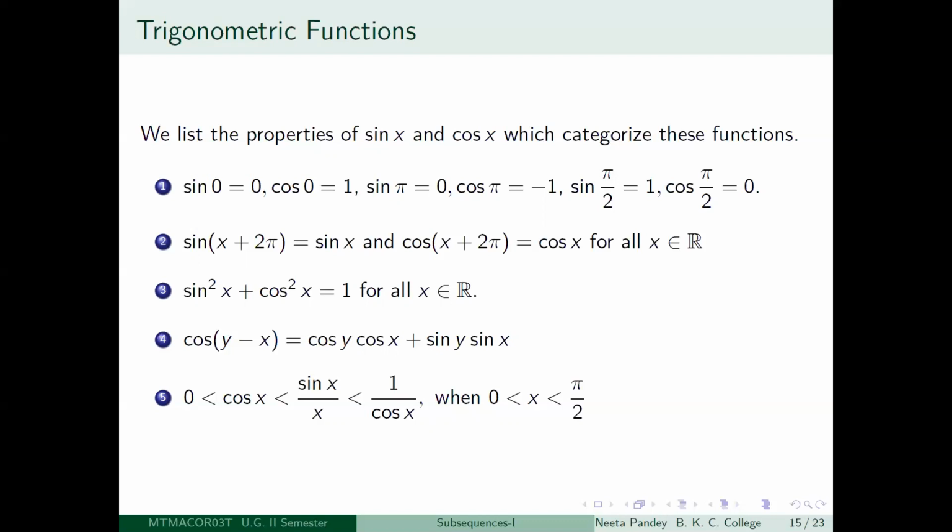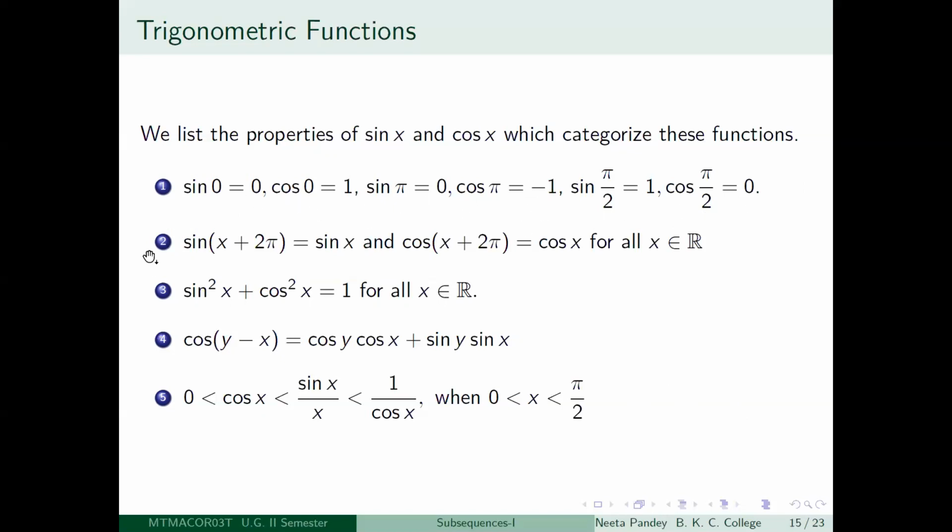Actually, you have been using sine x and cos x since your high school at least. So you know these properties. I'm not going to go into the details. This I have written down just to emphasize that all these 5 properties actually characterize sine x and cos x. That is, if you have 2 functions which satisfy these properties, that sine 0 is 0, cos 0 is 1, sine pi is 0, cos pi is minus 1. So some special points will have these values. Sine pi by 2 is 1, cos pi by 2 is 0.